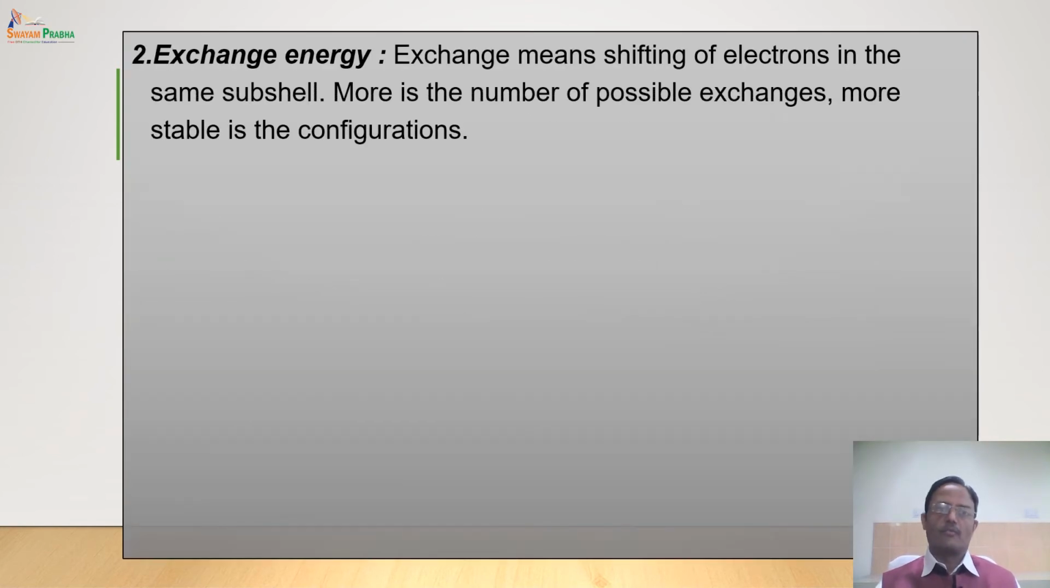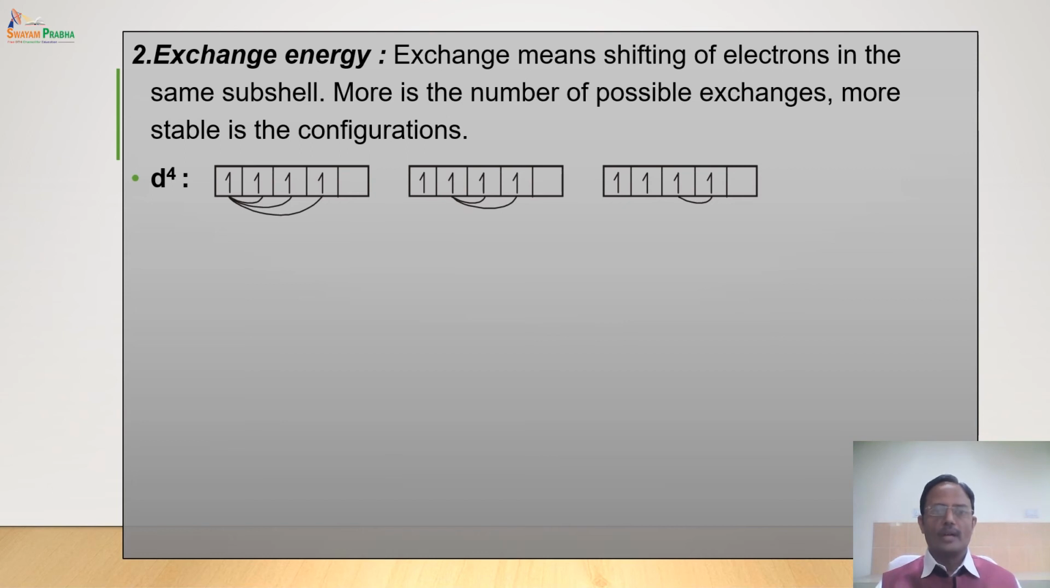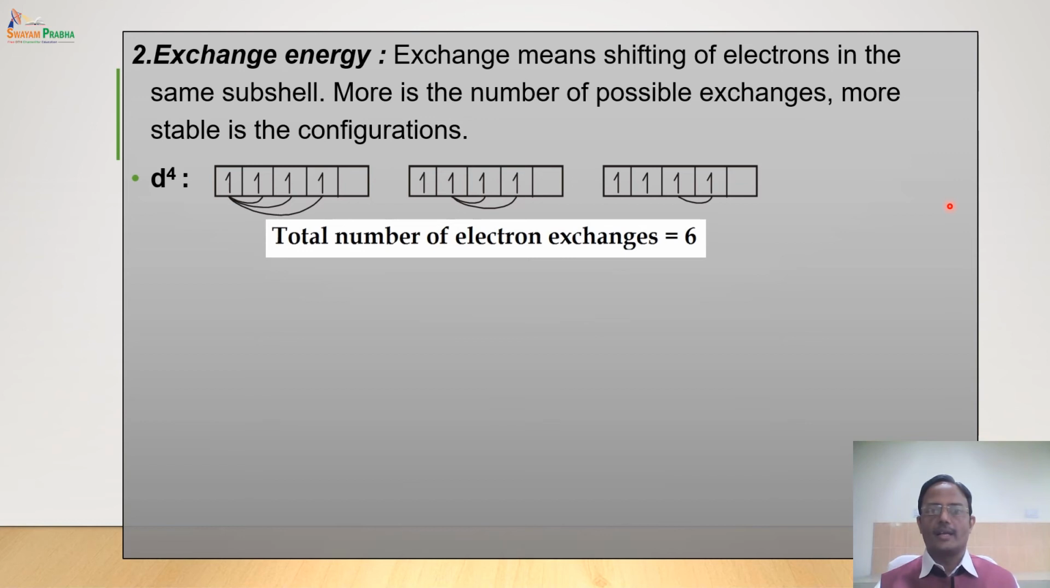Another reason for extra stability is the exchange energy. Exchange means shifting of electrons in the same subshell. Take example of d4 system. If you have 4 electrons in the d subshell, they can exchange among themselves. So how many exchanges are possible? 3 exchanges with electron number 1, 2 exchanges with electron number 2 and 1 exchange with electron number 3. So there are overall 6 electron exchanges possible, 3 plus 2 plus 1.